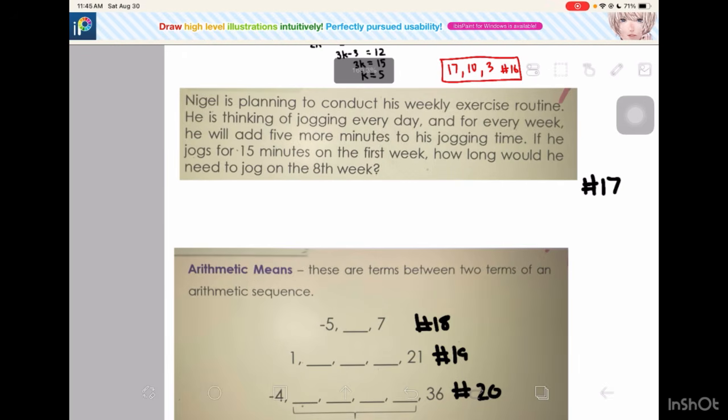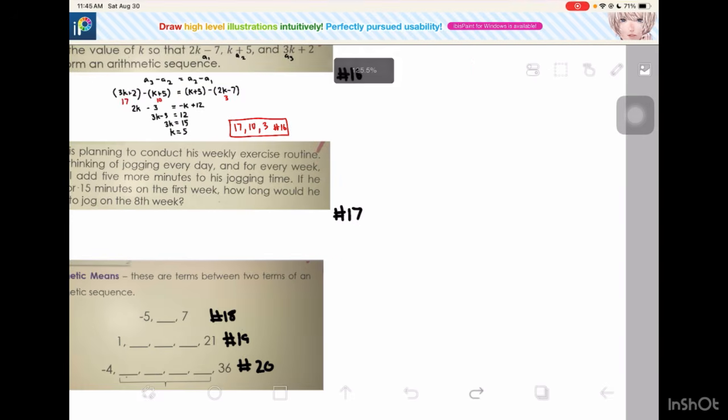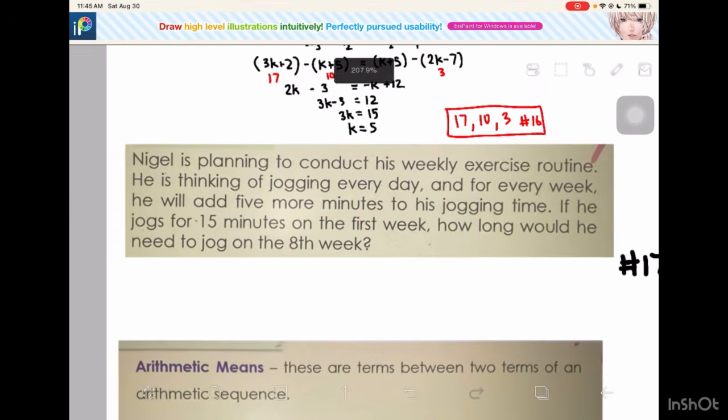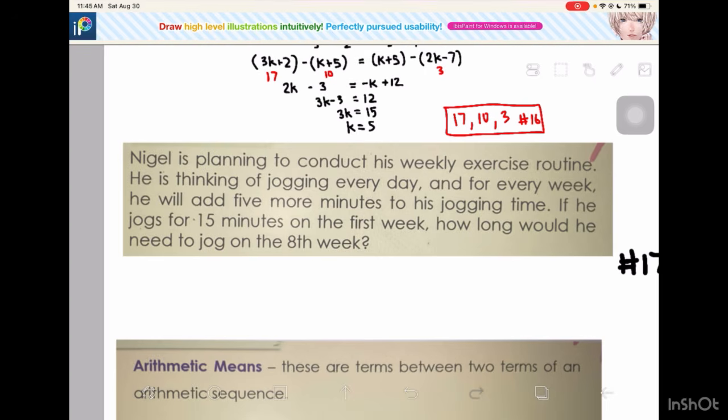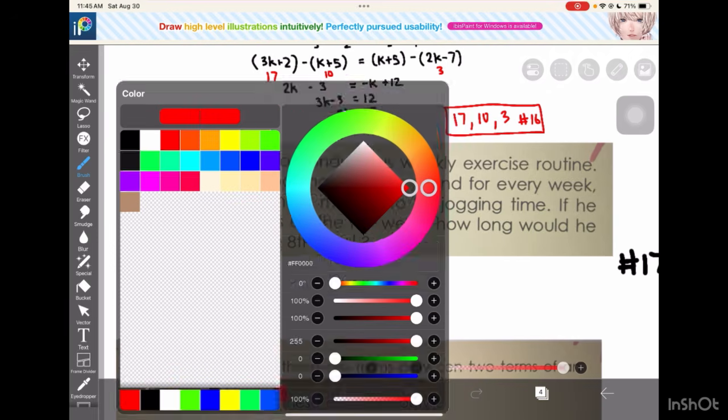Alright, next one. I think I'll do this on the side. So let's analyze this problem first. Nigel is planning to conduct his weekly exercise routine. He is thinking of jogging every day, and for every week he'll add 5 more minutes to his jogging time. If he jogs for 15 minutes for the first week, how long will he do it for the 8th week?